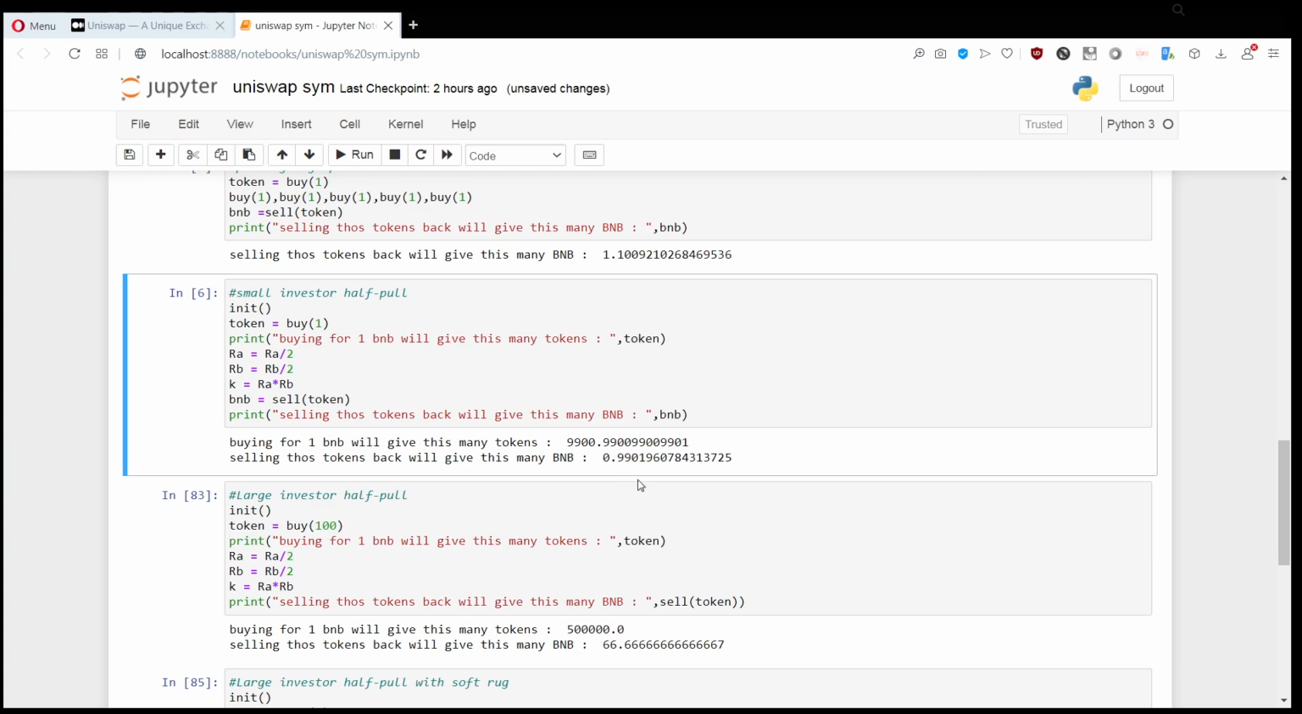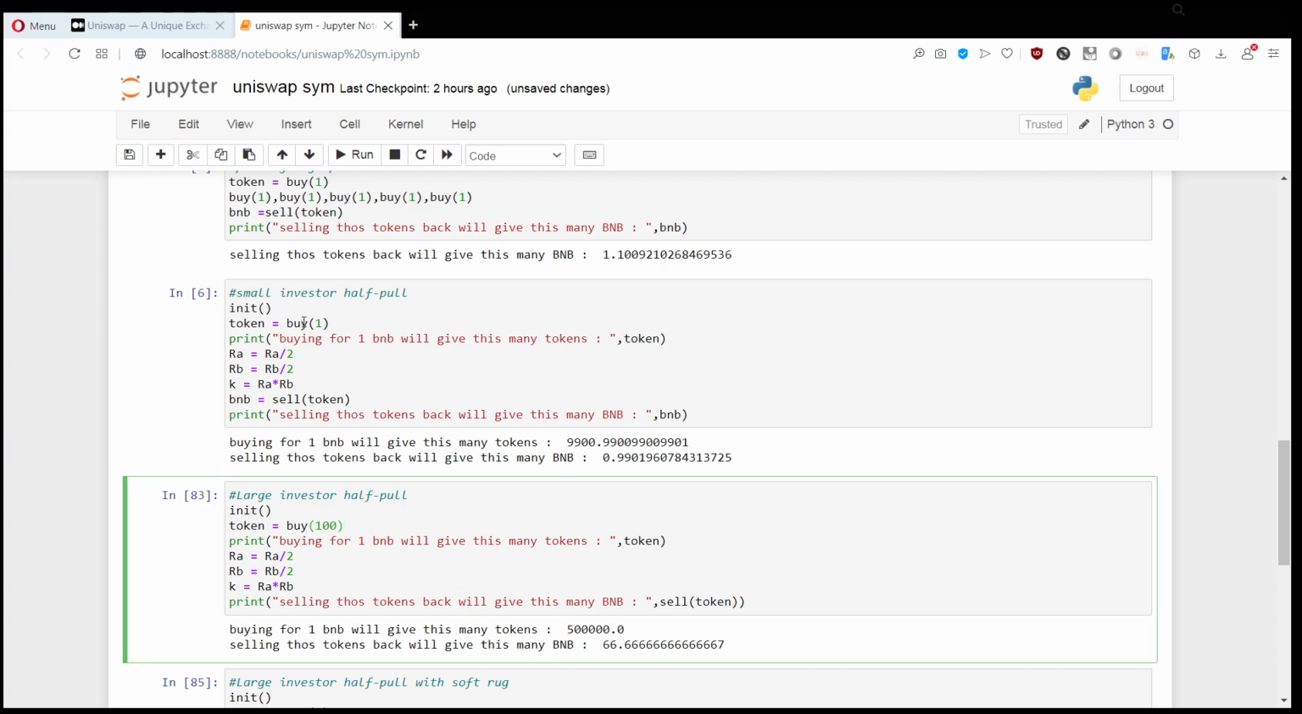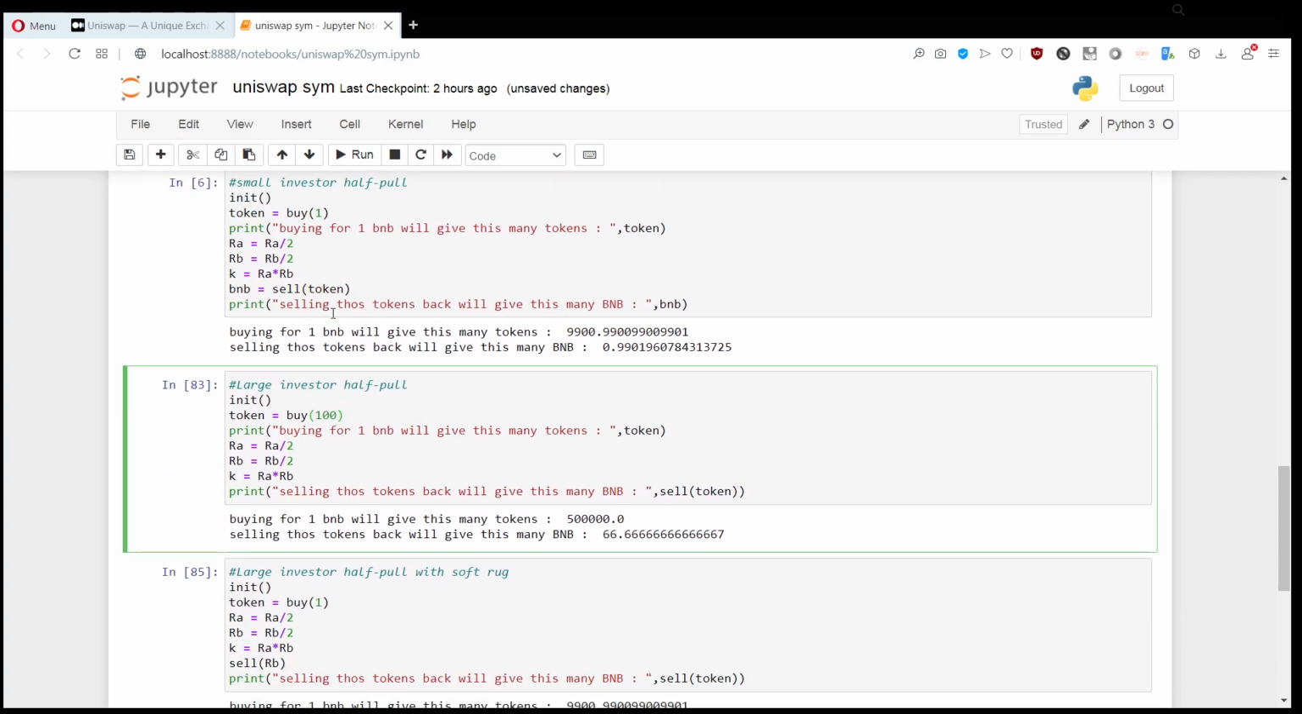Sometimes it's unnoticeable because of the fees that these tokens have. They can have a tax fee of 10%, and then you don't notice this. But let's say you didn't buy for 1 BNB, let's say you bought for 100 BNB, or 100 of you bought, every one of you buying for 1 BNB.